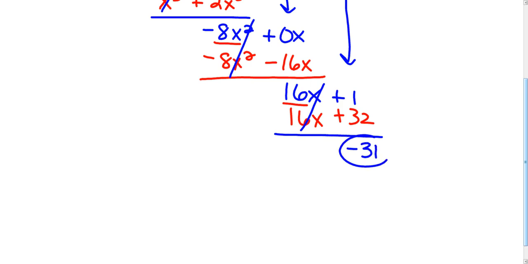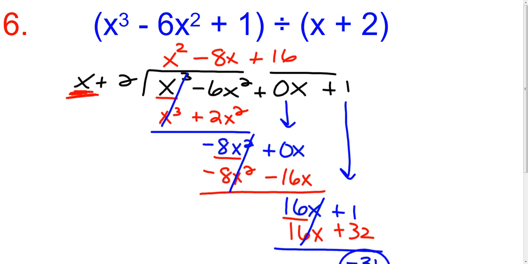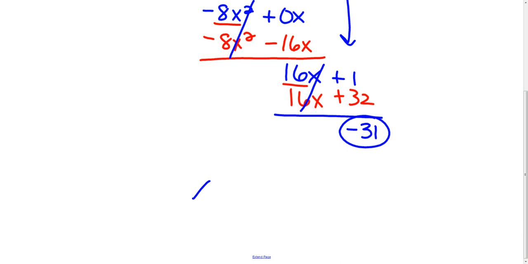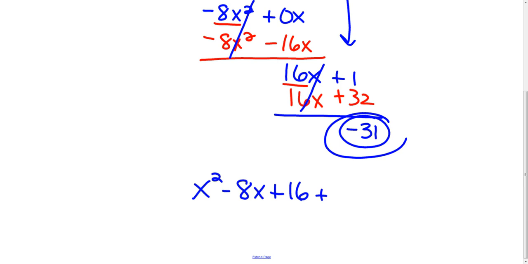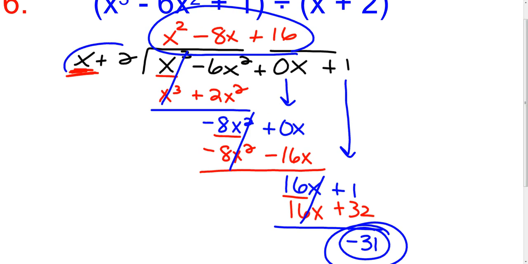So now you can see that our remainder is not 0, okay? We have a remainder. So here's how our answer goes. And we use, first of all, this is the big part of our answer. So x squared minus 8x plus 16, plus our remainder, which is this number, over what we divided by. And I divided by x plus 2.